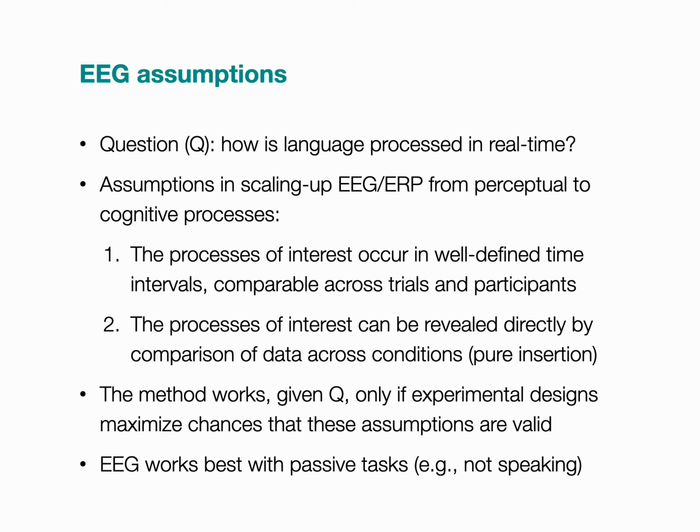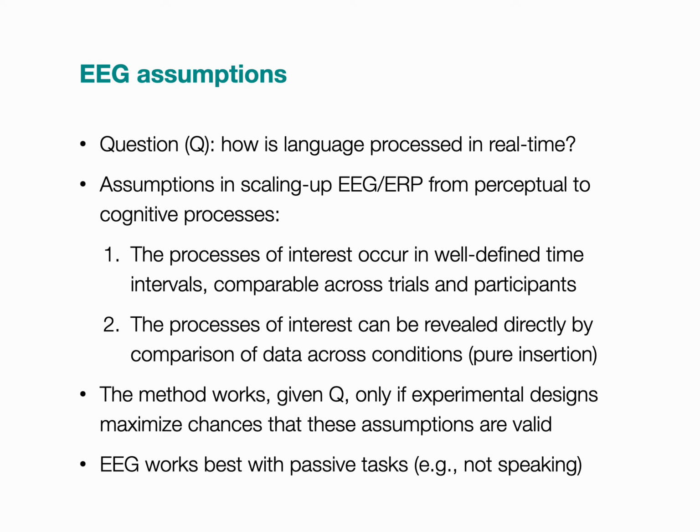EEG has a number of assumptions that must be met if we want to be able to draw inferences about cognitive processes. One of these assumptions is that the processes of interest have to occur in well-defined time intervals that are moreover comparable across trials and participants. With EEG, we can study processes that happen shortly after the presentation of a stimulus.